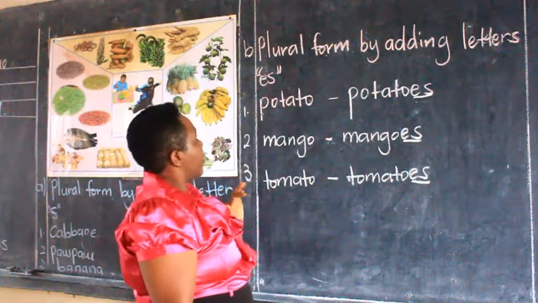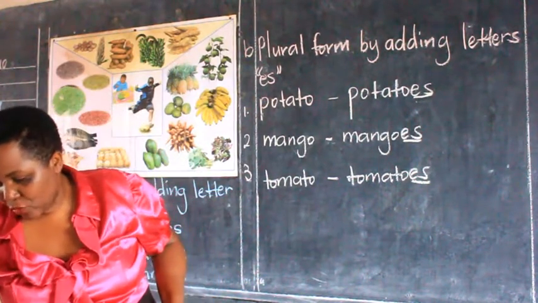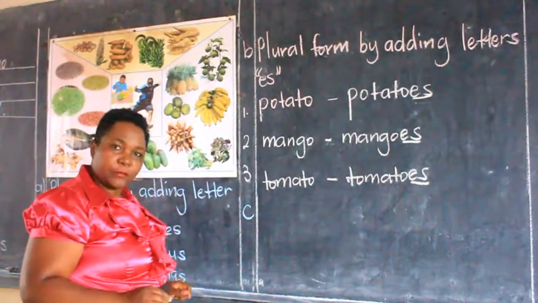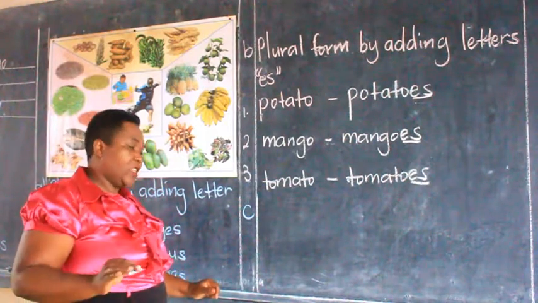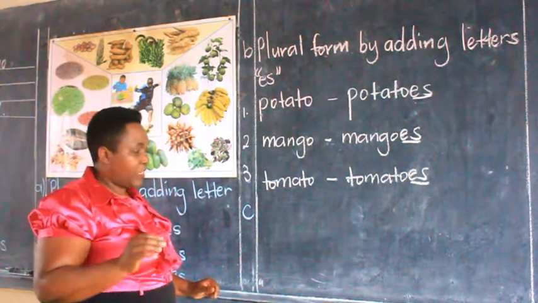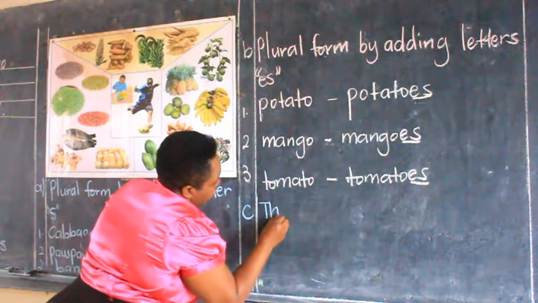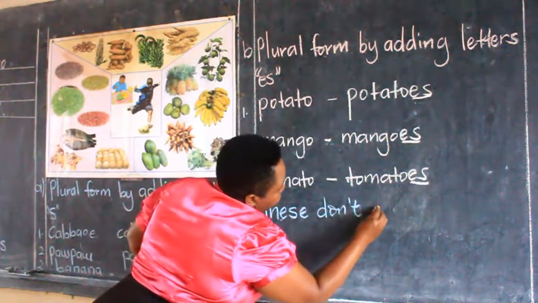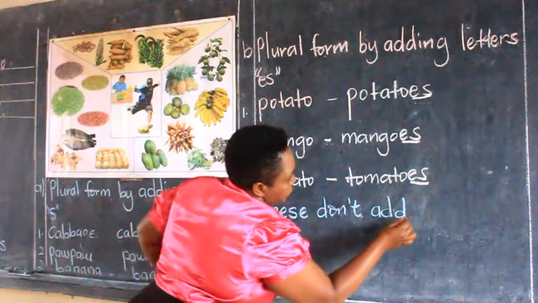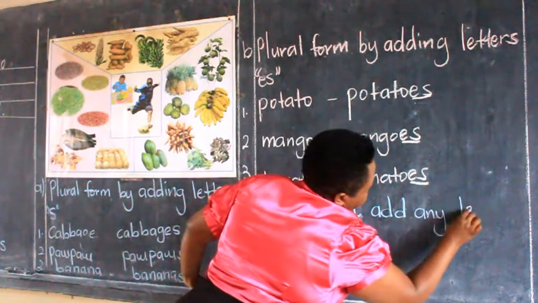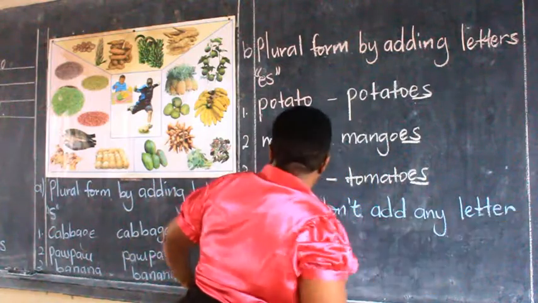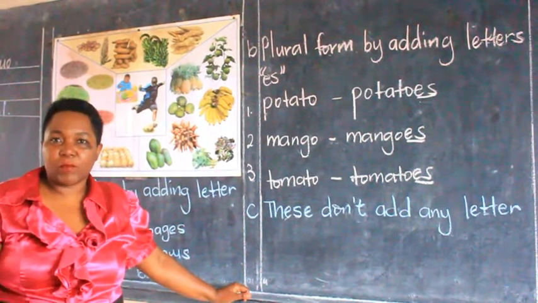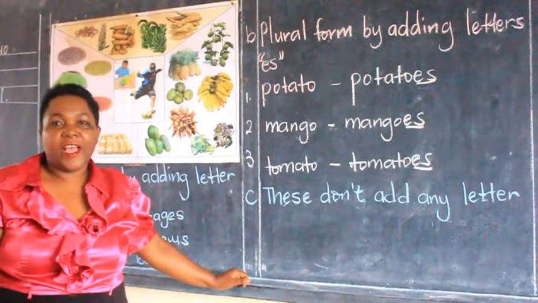And more to come. So we are going to our last category of the plural form. This form of plural does not change. The way the noun is in the singular form remains the way it is. So these don't add any letter. And in most cases, we can't count them. In most cases, they are uncountable nouns. In most cases, we can't say, I have two days.